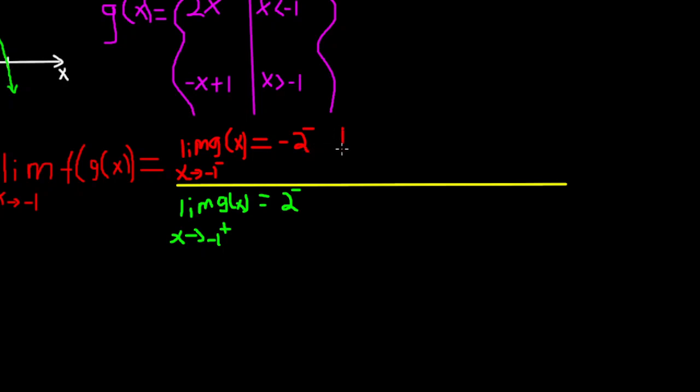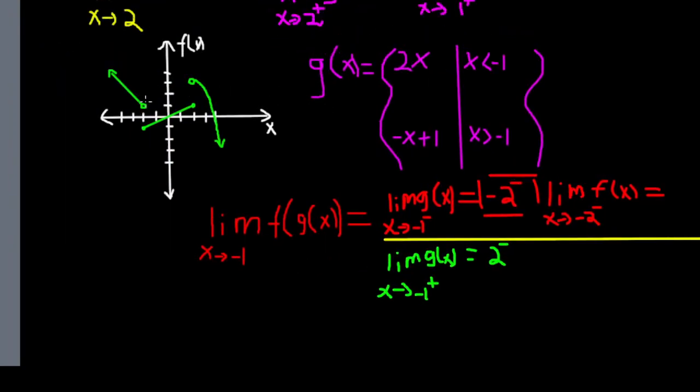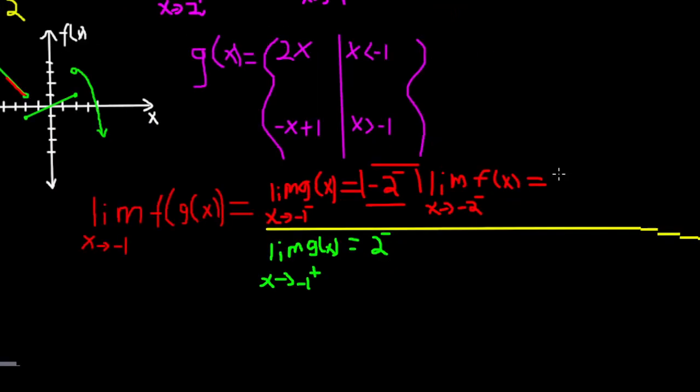So now we're going to do, for this top part, we're going to plug in this value right here, this limit, into our f of x function. So x approaches negative 2 from the left. So let's look at our f of x. We're going to approach negative 2. That's over here. From the left, so from this side, and we get 1. 1, yep, okay.